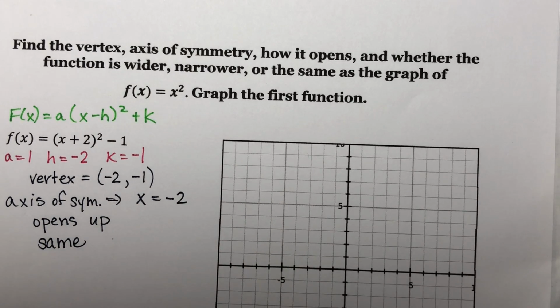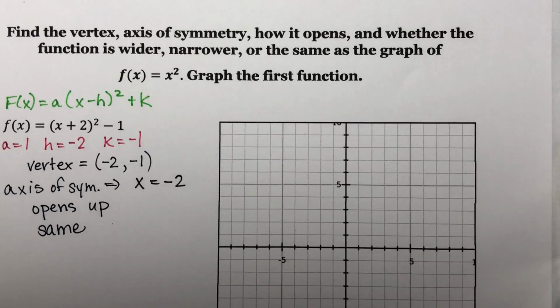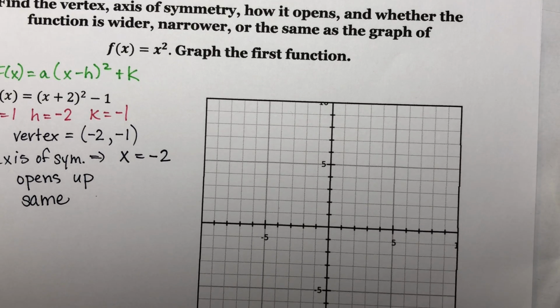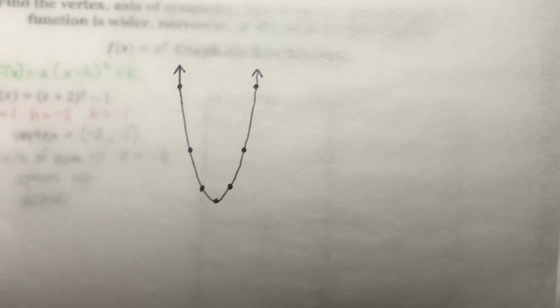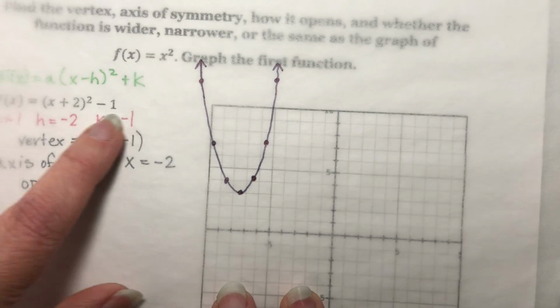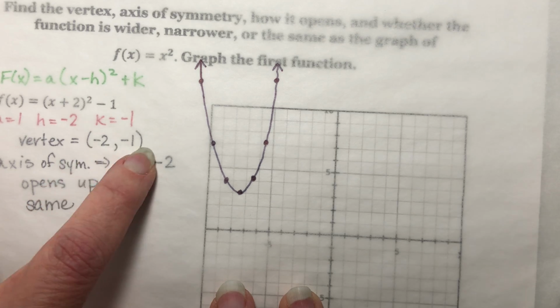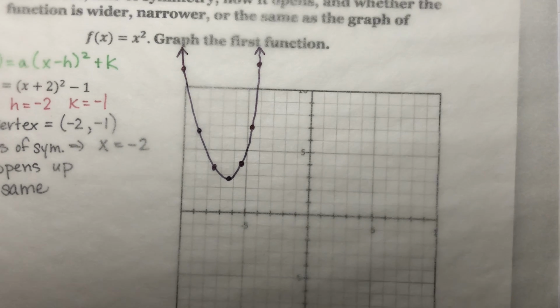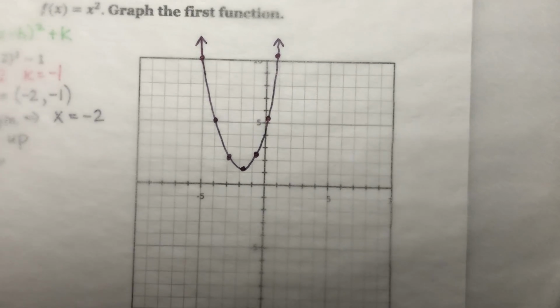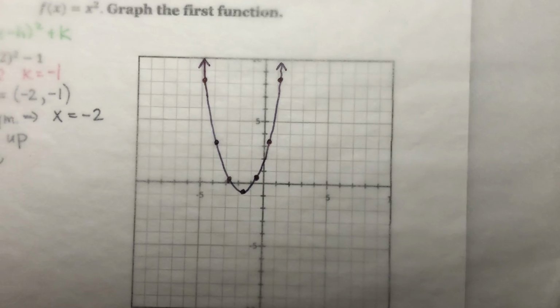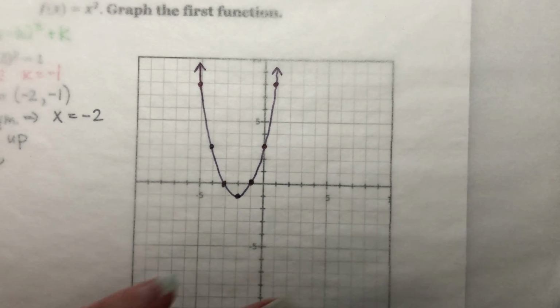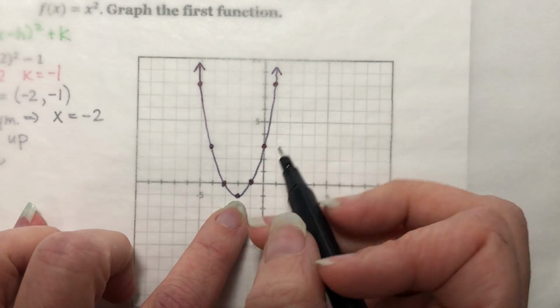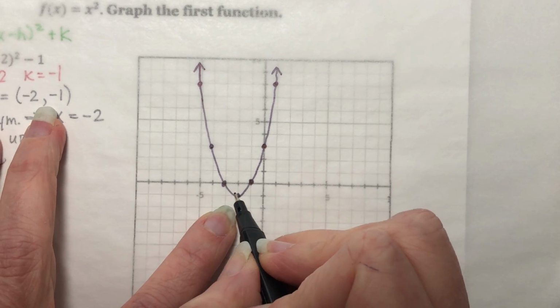Okay, so what this means for us is that this one is just a double shift, like what I mentioned earlier, because the number in front is a 1. I can still think of it as using this graph, and I'm going to make the vertex negative 2, negative 1. So if I move my vertex, which is this bottom part, to negative 2, negative 1, it would be here.